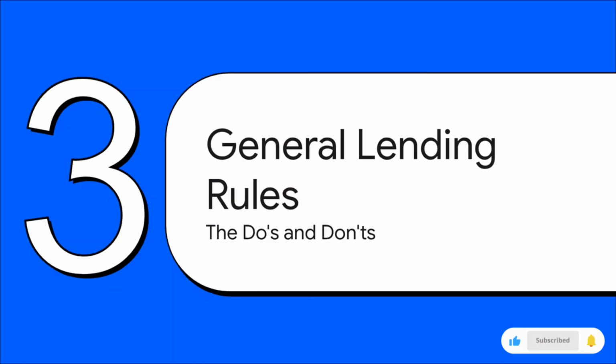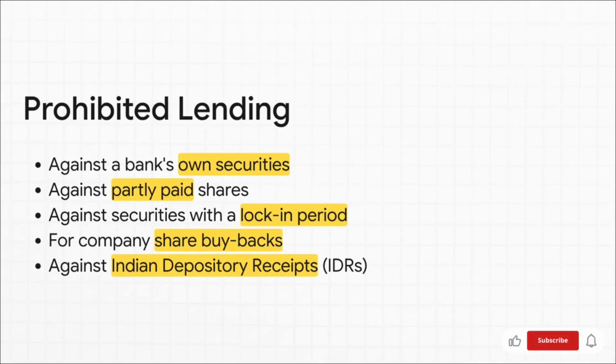Now let's talk about the general principles. These are the fundamental rules of the road that the RBI has set for any bank that's lending to the capital market. Now this slide is super important. It's basically the don't list. These are activities that banks are absolutely positively forbidden from doing.